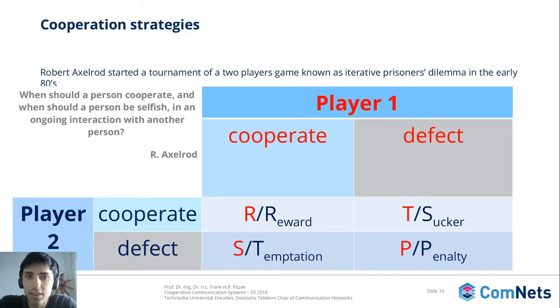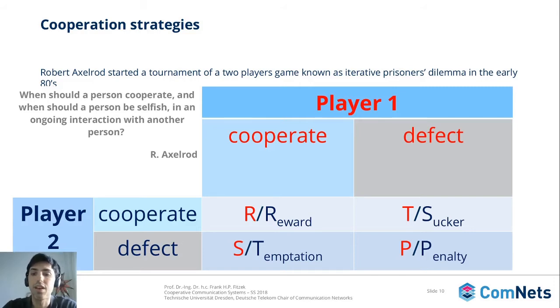So these are the cooperation strategies that we have. Normally, when we play with two players, we have cooperate or defect. Then we have the reward: if both players cooperate, they will have a reward, and if both players defect, they will have some kind of penalty.